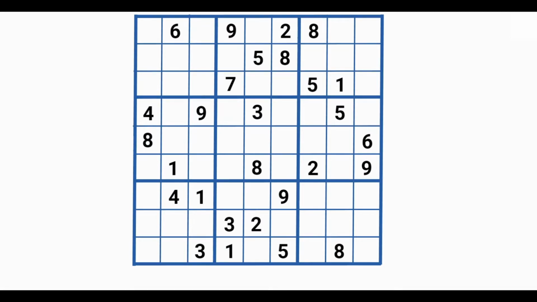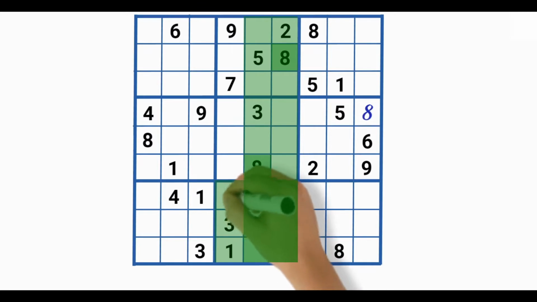For example, if we look at the number 8 on the right side of the puzzle, this 8 is the only one allowed in this column, and this 8 is the only one allowed in this column. So the only place that we could put an 8 in this box is here. The same thing is going on here with these two 8s. The only place for an 8 in this box is here.